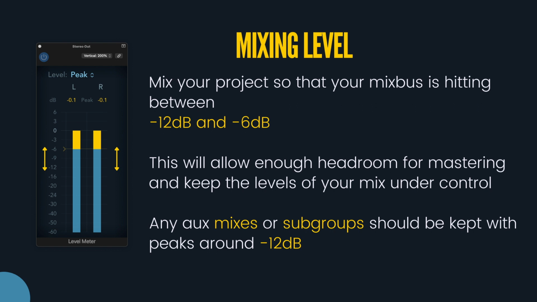If you have any subgroups or submixes like a drum bus, that kind of thing, make sure those are peaking around -12. Because once you add those up across a whole mix of submixes, if they're too loud, you're going to have a hard time getting your master to be within that -12 to -6 range.